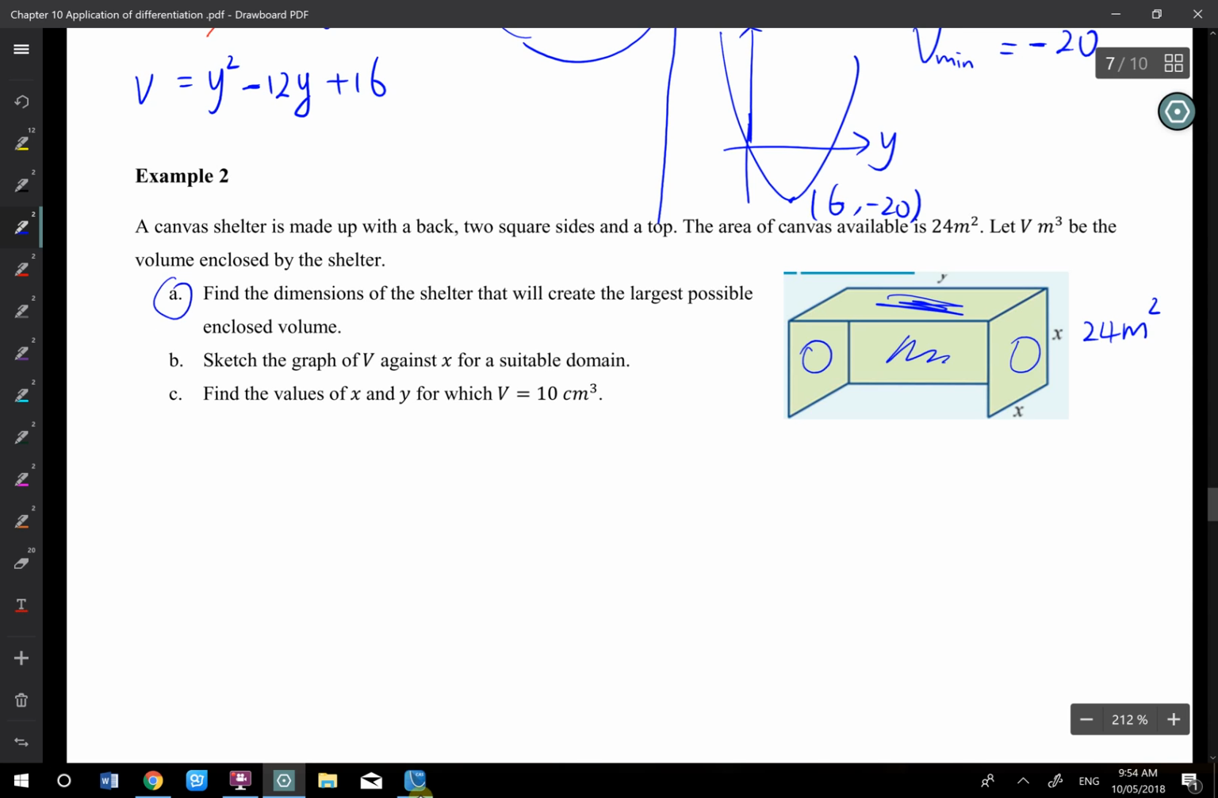Let's change A to the end. Let's do B and C first, because we need to think about the domain first and then think about the maximum or the minimum. It's not in a good order.